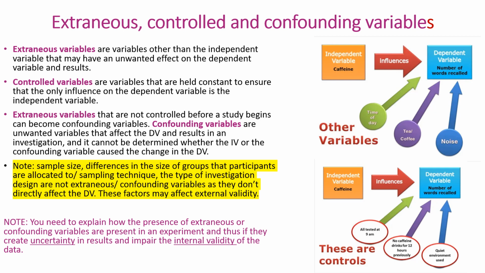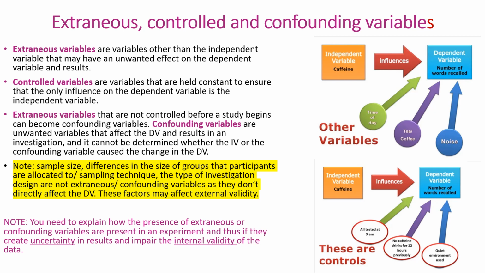There's obviously some common ground here because both are unwanted, both can potentially affect the DV. So with an extraneous variable, this is something that we've identified before we've run the experiment, and we're speculating that potentially this could affect the DV. And that's where controlled variables come into play, because when we identify some of these EVs, then we can employ controlled variables in order to minimize these, eliminate them, and therefore we will get some more valid results.